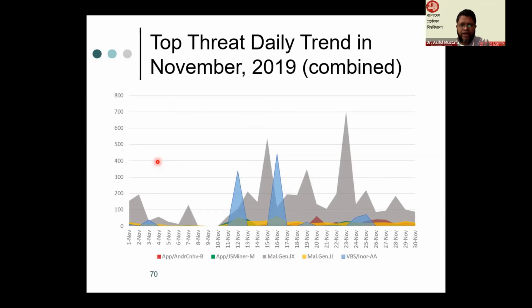So this is the trend for November. In this scenario, we again see the malware spike on different days of the month, and we also see two to three spikes for virus. So basically, one type of attack is happening with the malware. Basically the type is Malgen IX. And this is actually the latest malware type during that particular period.